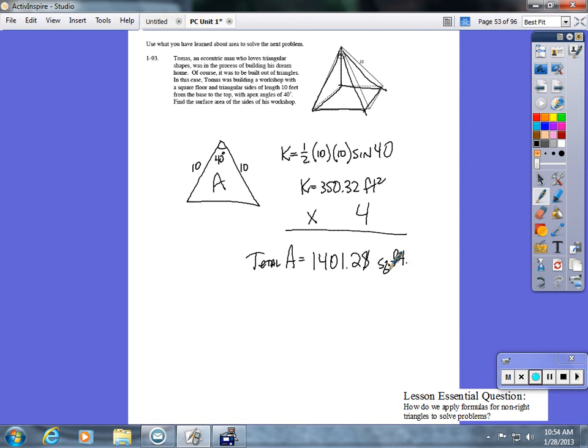Okay. It says here, find the surface area of the sides of his workshop. So sides, I'm assuming, would mean walls. It does not ask to find the surface area of the floor. If it did, however, you'd have to find this third side of the triangle. That would be law of sines, which we didn't quite do yet. You should know it from geometry, but we don't yet have a way to find that particular side. So this is what we're going to stick with here: area of the sides, the total.